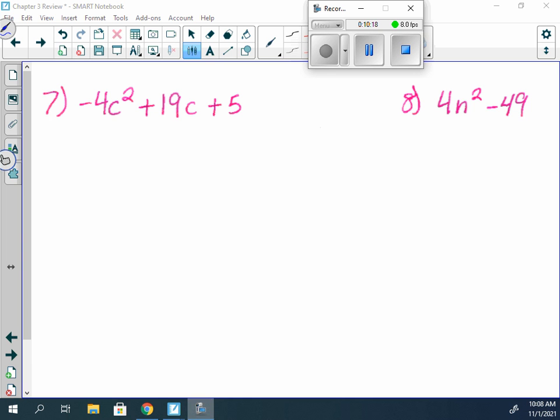Because when we look at this here, is 4n squared a perfect square? Is there something that multiplied by itself gives us 4n squared? What times itself is 4? What times itself is n squared? N. So 2n times 2n is 4n squared. What times itself is 49? So we have two perfect squares and they're being subtracted, yes? So it is a difference of perfect squares.